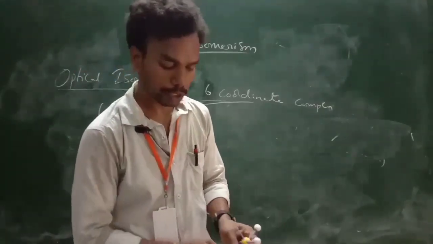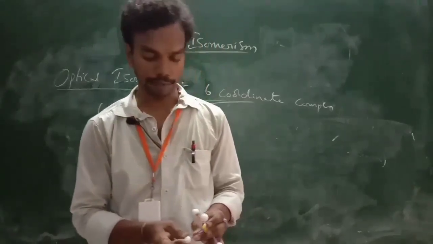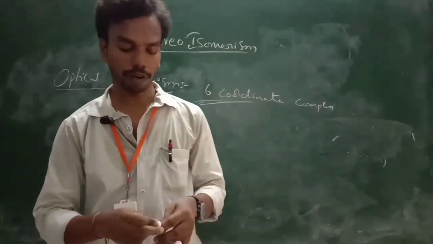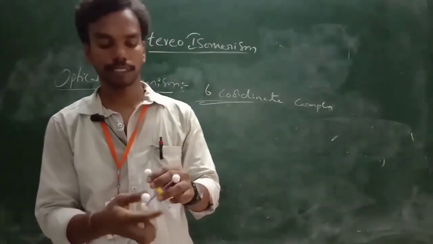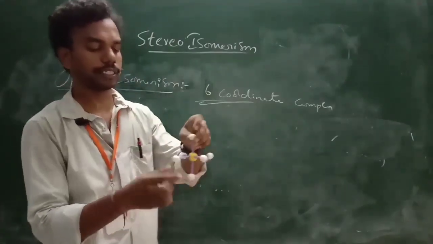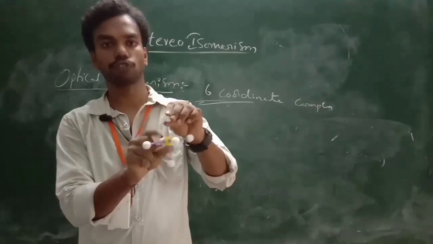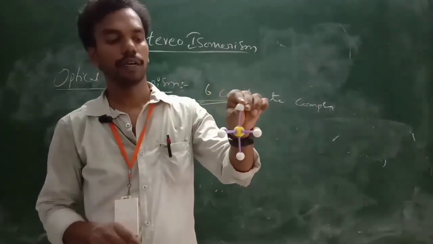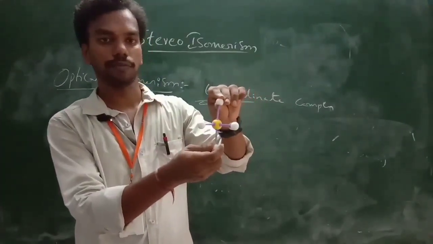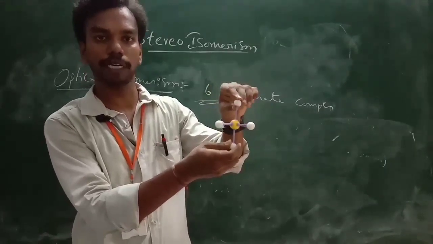So let's take the example Co(NH3)6. All the cobalt we are having 6 ligands, that is 6 ammonia molecules. Let's say white balls are ammonia and the blue ball is the central atom, that is cobalt, right? Okay, now is this complex showing any optical isomerism?